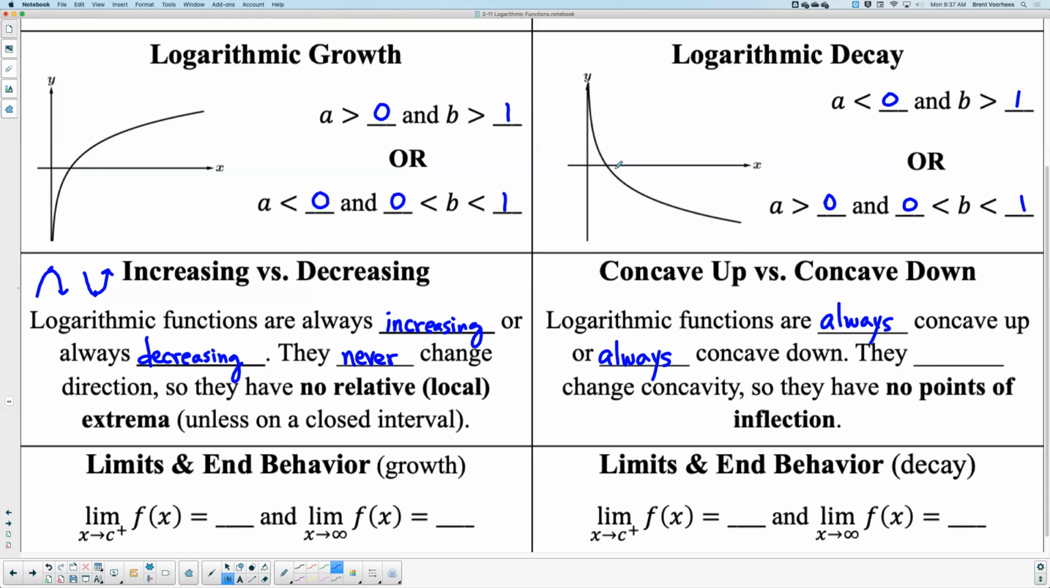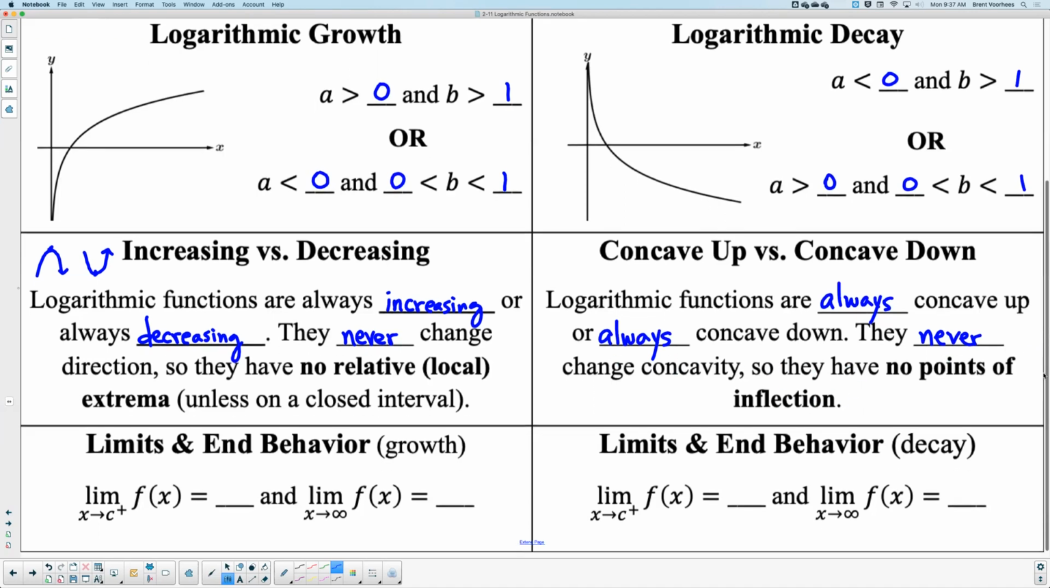Even though the function is decreasing itself, the AROC is constantly increasing. So the slope is getting less and less negative as you proceed on. They never change concavity. Since we don't change concavity, they have no points of inflection. A point of inflection is when you change from concave up to concave down or vice versa.